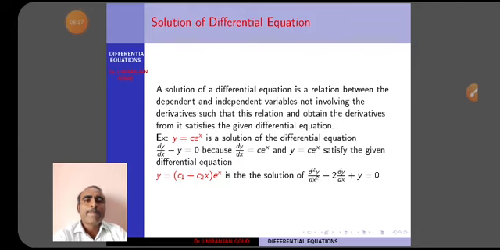In the same way, y is equal to (c1 plus c2 x) e power x is the solution of d square y by dx square minus 2 dy by dx plus y is equal to 0. Observe that y is equal to (c1 plus c2 x) e power x satisfies the given differential equation d square y by dx square minus 2 dy by dx plus y is equal to 0. So this is the solution of this given differential equation.